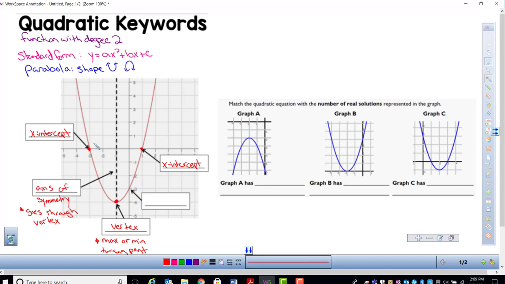There's some other words that we need to know that go with x-intercept. With quadratics, a lot of times we are going to be asked for the solution. The solution is the x-intercepts. They are also called roots and zeros. Sometimes there are 2 of them, sometimes there are 1, and sometimes there are none. The last piece of our parabola here, this point, is our y-intercept.